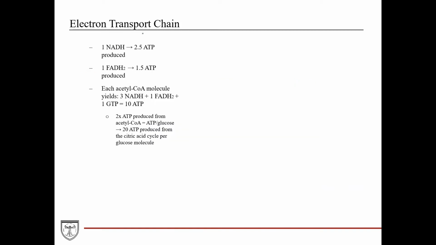Now again, we mentioned this earlier when we talked about products of the citric acid cycle. It depends on the source. Some say 2.5 ATP per NADH, others will say 3 ATP. Some sources say 1.5 for FADH2, some will say 2 ATP. Depends on the source.